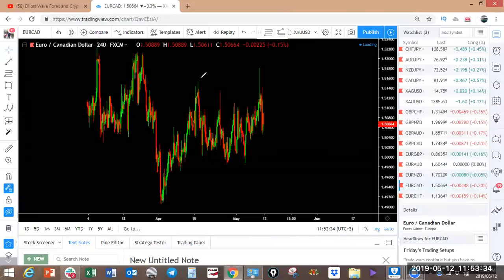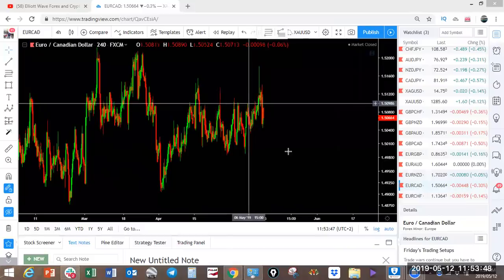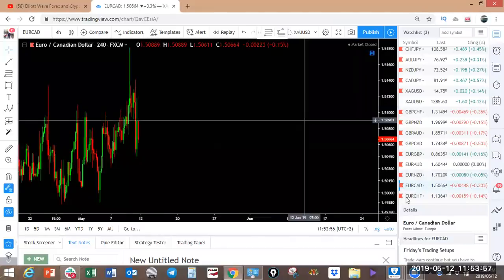Euro CAD, you also have a three-way move down. We've got a three-way move up. It has broken that, and can make an expanding flat or a running flat. It's correcting here at current levels. It can come and do this and push higher. So for now, look for a clear corrective structure at current levels. Take it down to complete that structure. That's Euro CAD.